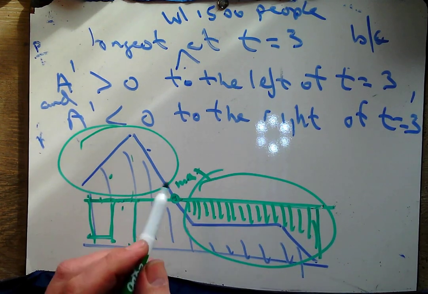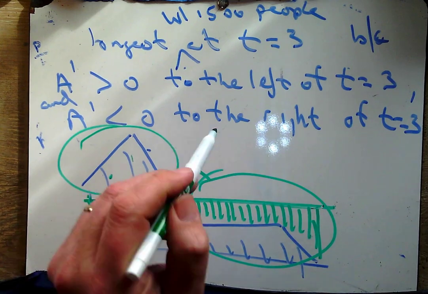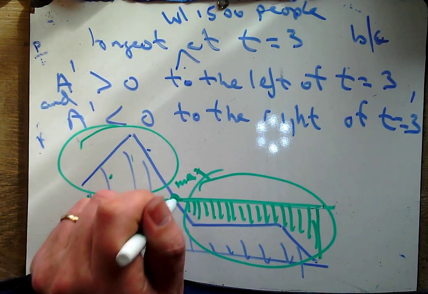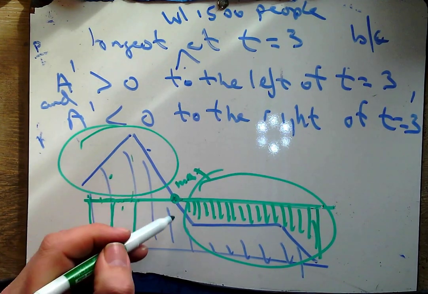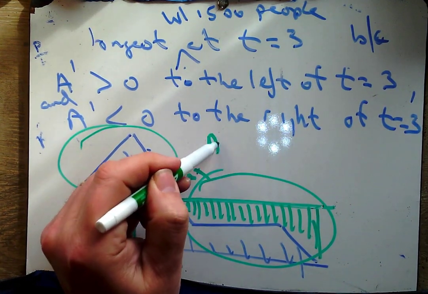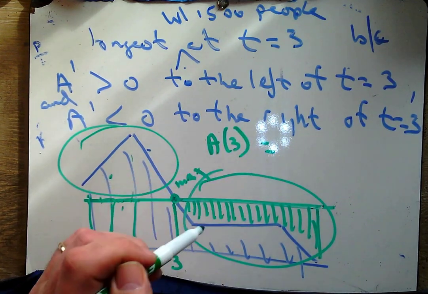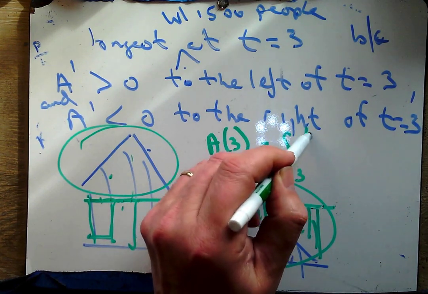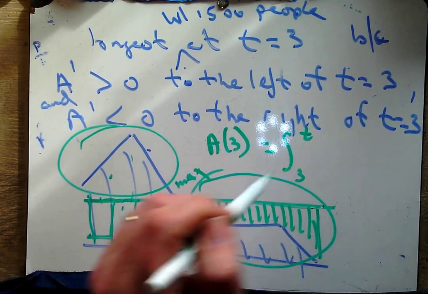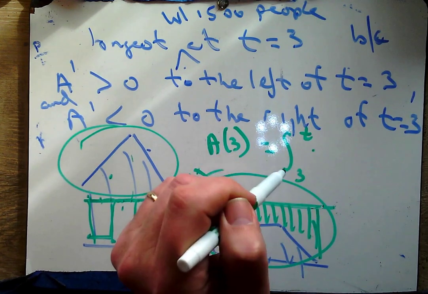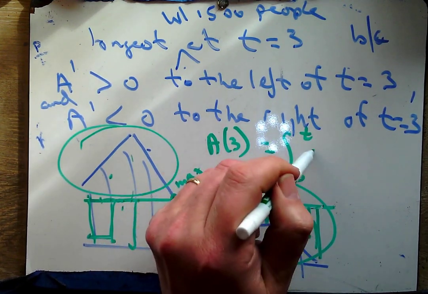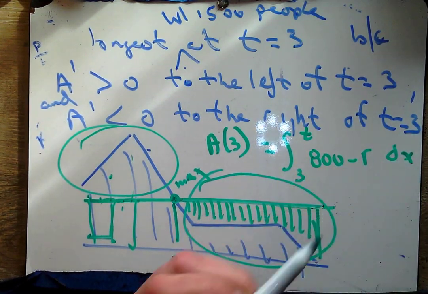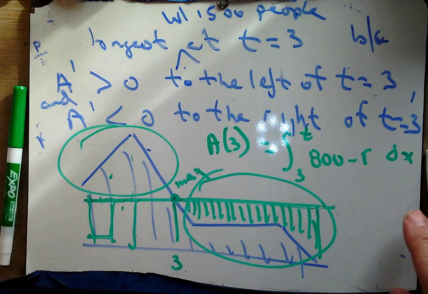And so I kind of want to say, well, this is how many people are in line at that moment in time. We said that moment in time was 3. And so I want to say when a of 3 is equal to the integral from 3 to t of 800 minus r dx. I think that would work.